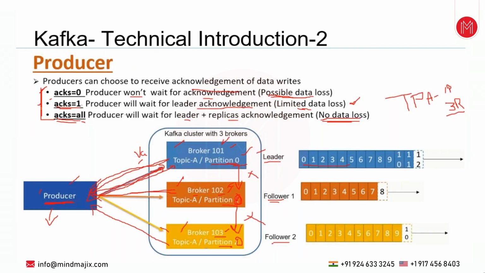Okay, here is one more thing. Generally, the default producer behavior in Kafka is going to be acks equal to 1. It means if we have not specified any acknowledgement, then Kafka automatically gives the producer the confirmation from the leader broker. This is the default behavior.